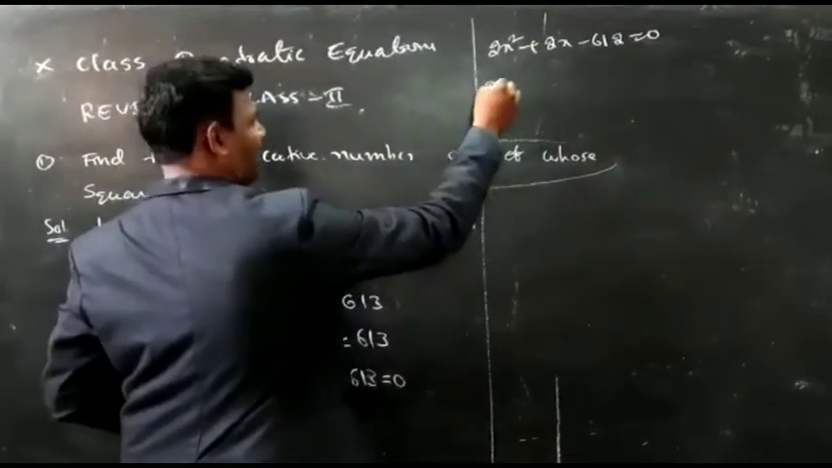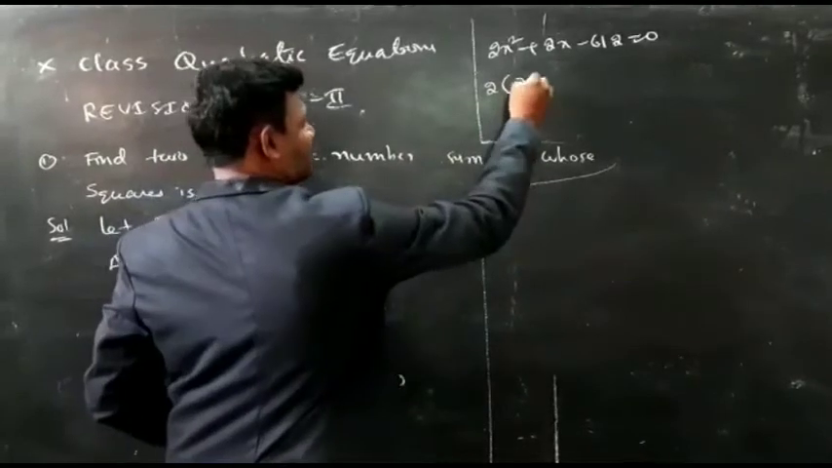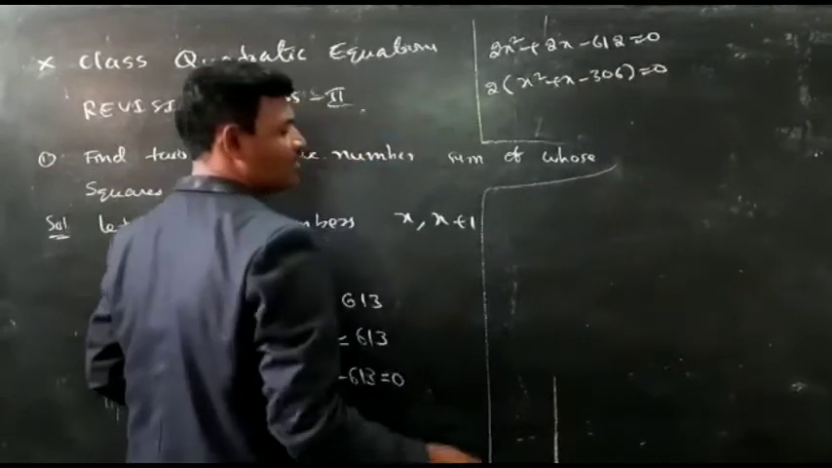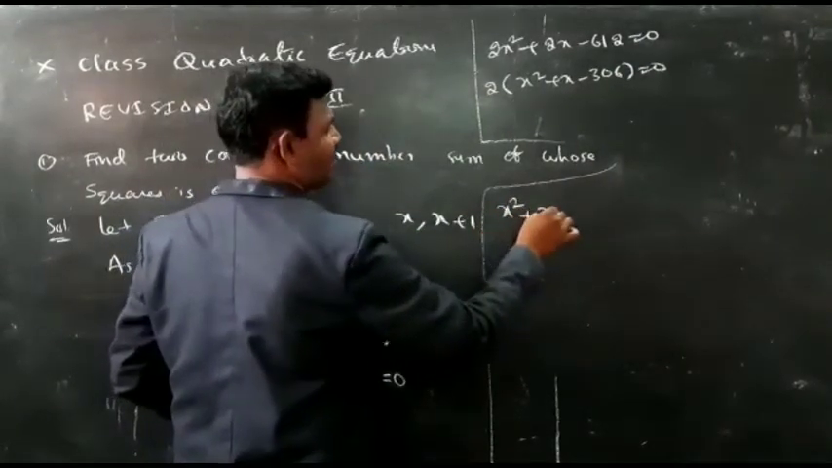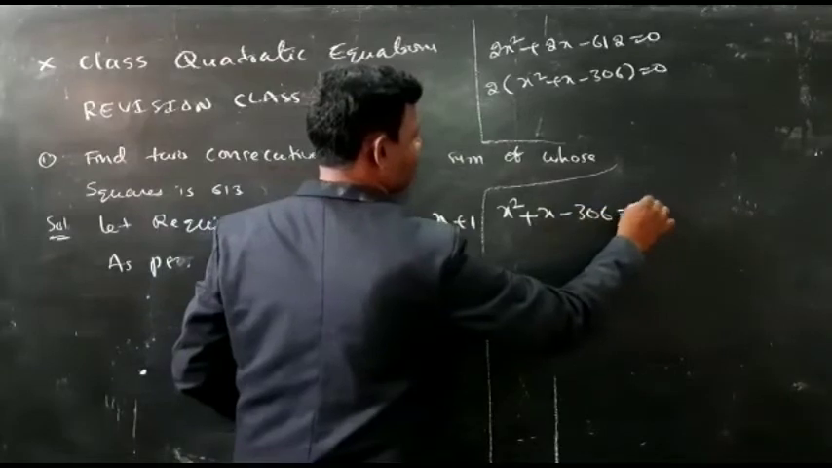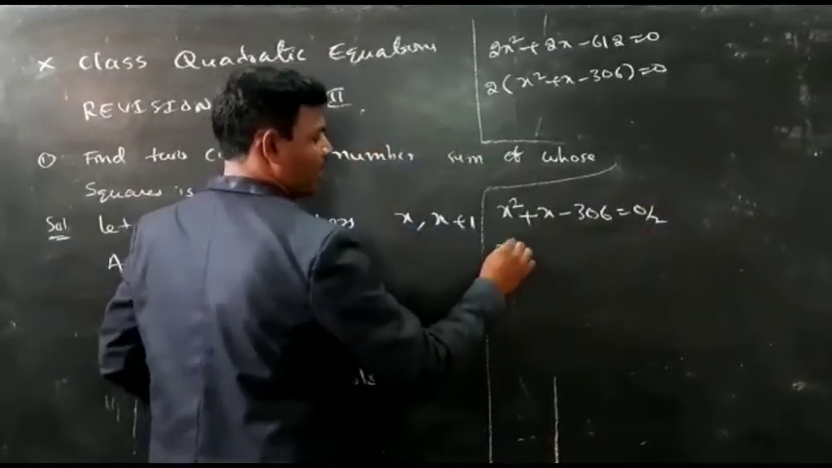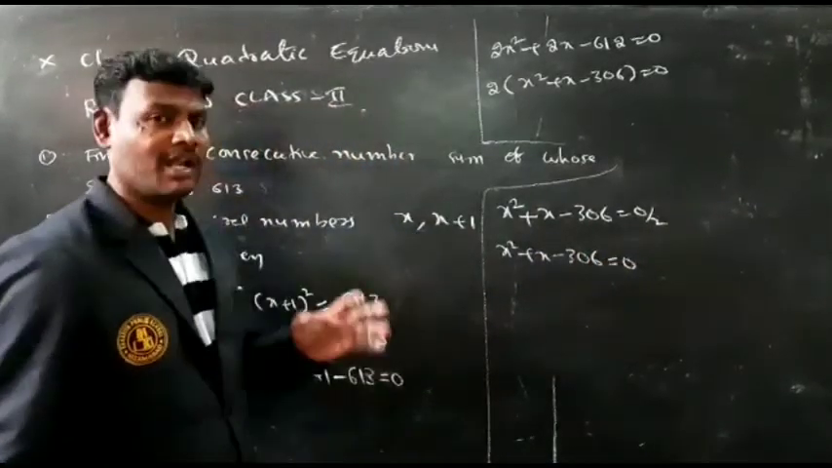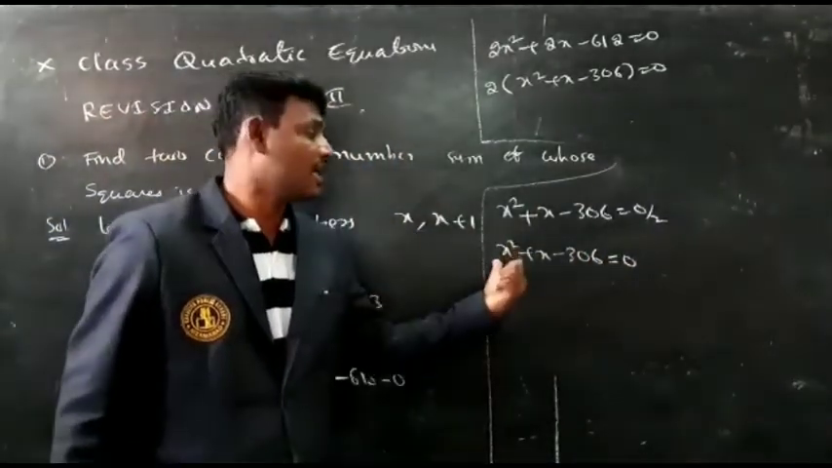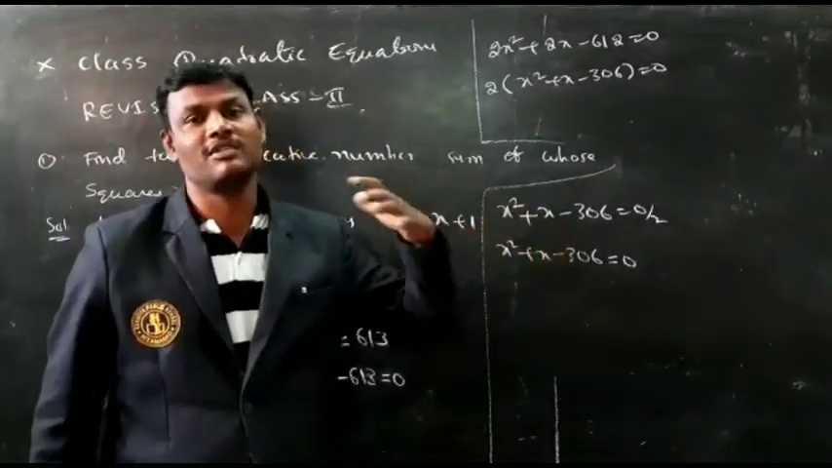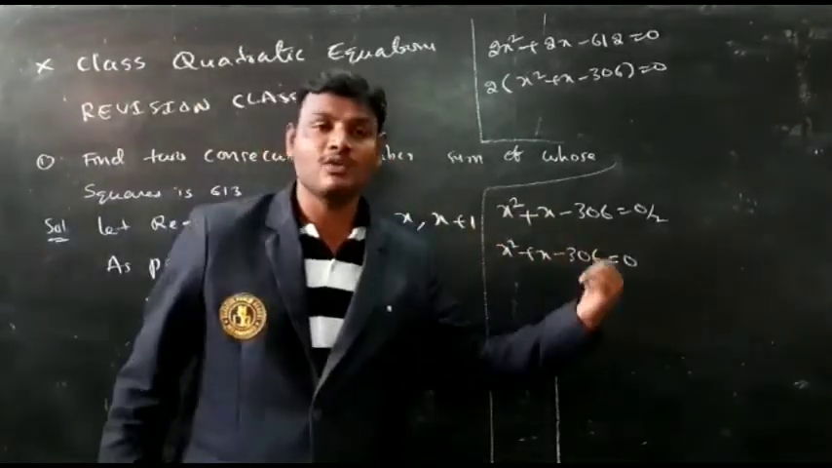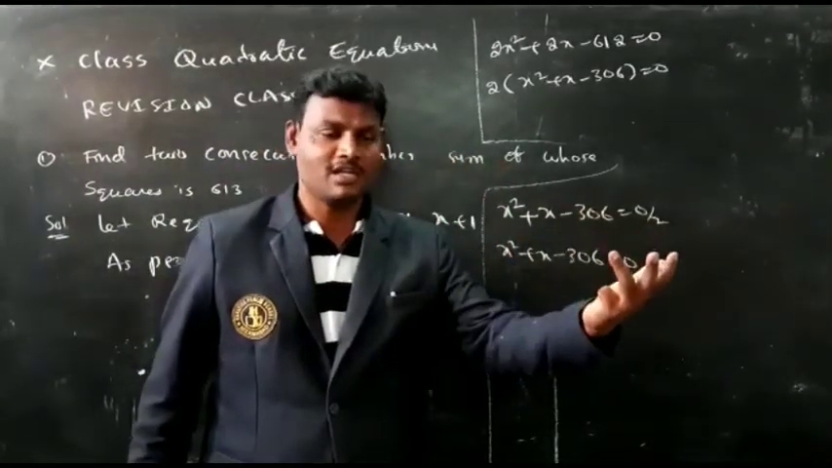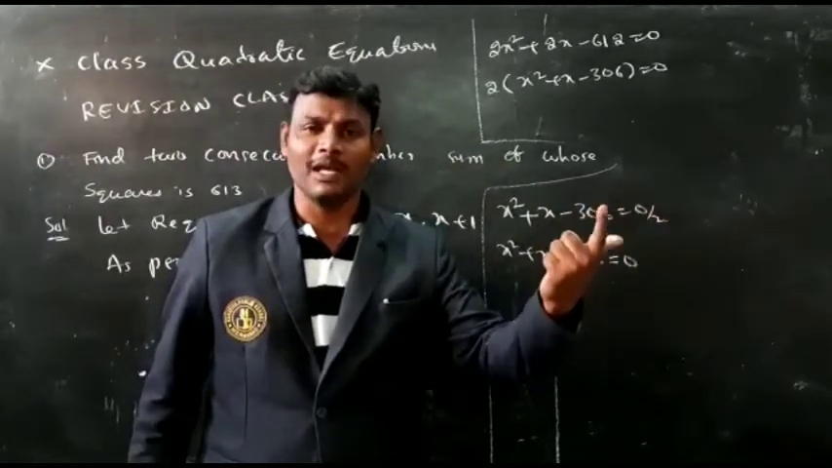So from this I am taking 2 as a common factor. So x square plus x minus 306 is equal to 0. Here one quadratic equation came. What is that? x square plus x minus 306 is equal to 0. Now you have to find the roots of this quadratic equation. We have three methods to find the roots: factorization, quadratic formula, and also the completing square method.